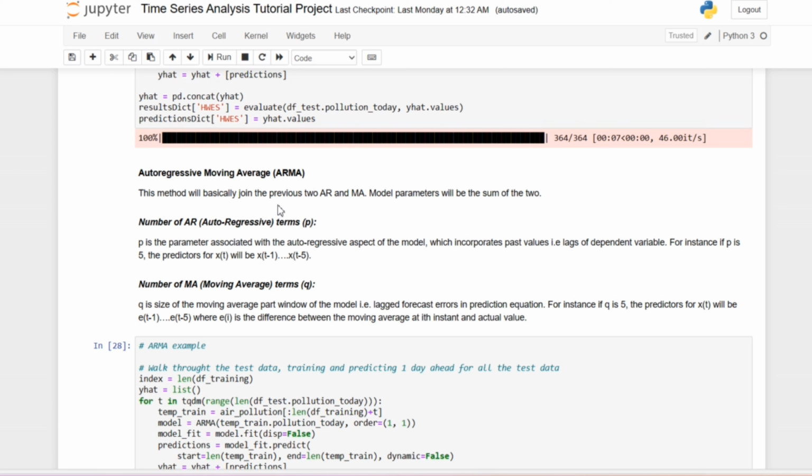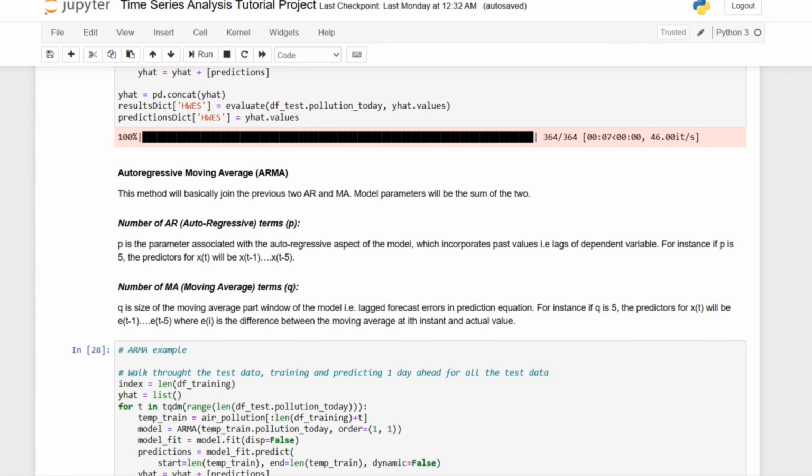The next and most commonly used is the autoregressive moving average model. Here these models are basically joined, and autoregression is termed P, guys, and the number of moving average terms is termed Q. So P is a parameter associated with the autoregressive aspect, which incorporates the past values. For example, I've also mentioned if P is 5, your predictors for x of t will be t-1, t-2 till t-5. The number of moving average terms, termed Q, is the size of the moving average part. The code is similar here.